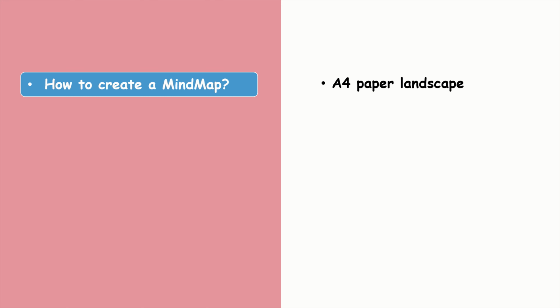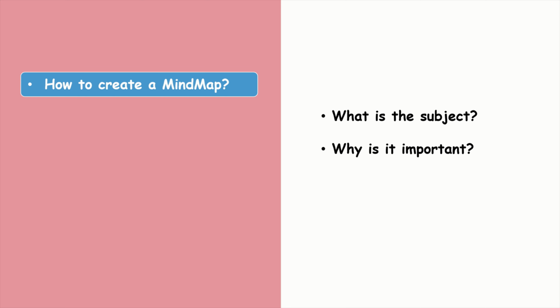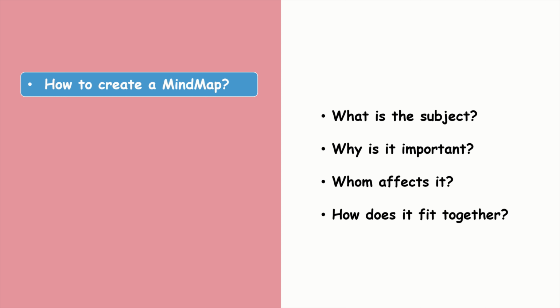Then we move forward with our mind map. If you create a mind map, you have to think about the following questions. What is the subject? Why is it important? Whom does it affect? And how does it fit together? As I said before, our main subject is the mind map. This goes to the middle of the page.